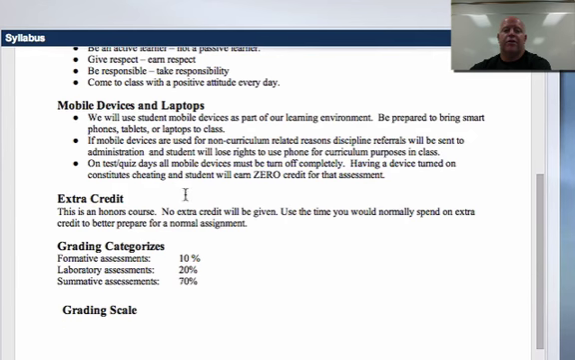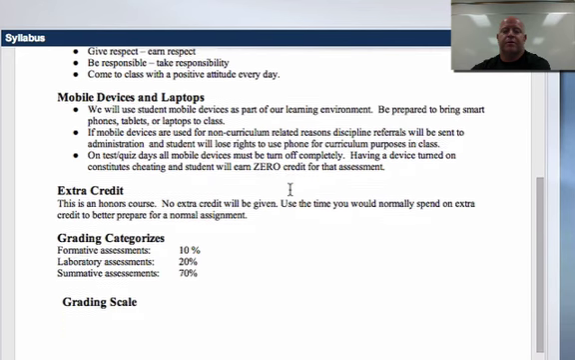Having a device turned on or being used during a testing day is considered cheating, and you'll get 0 credit for that. So be aware of that. Probably a little bit more open of a policy than most classes, but also that comes with some responsibility.